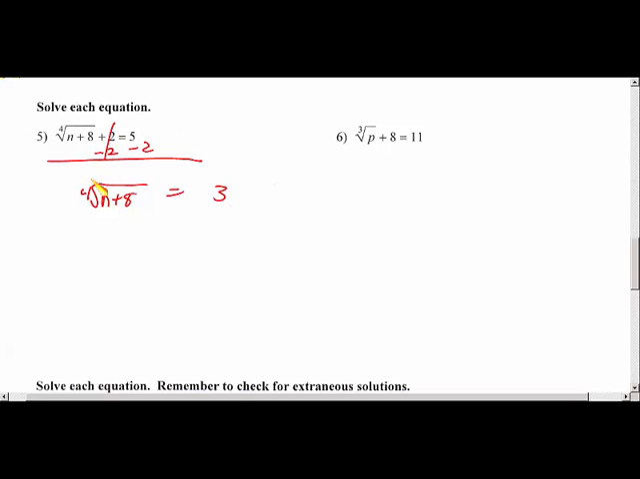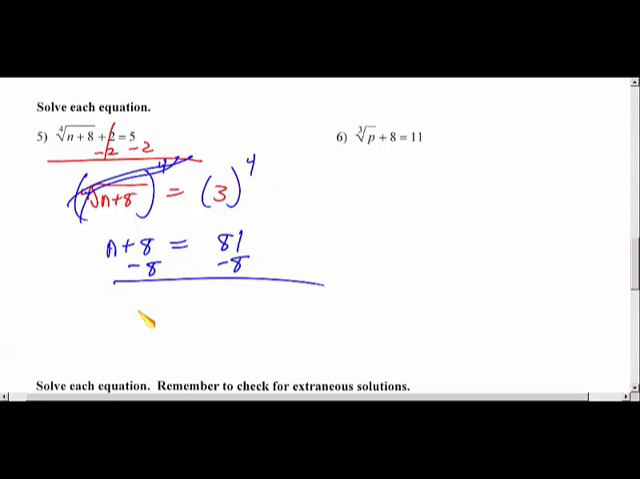And now the key step is to raise both sides of the equation to a power that's the same as the index of the radical. So that causes the radical to disappear on the left, and I would just be left with n plus 8 equals 81. Then I'm going to subtract 8, and I get n equals 73.